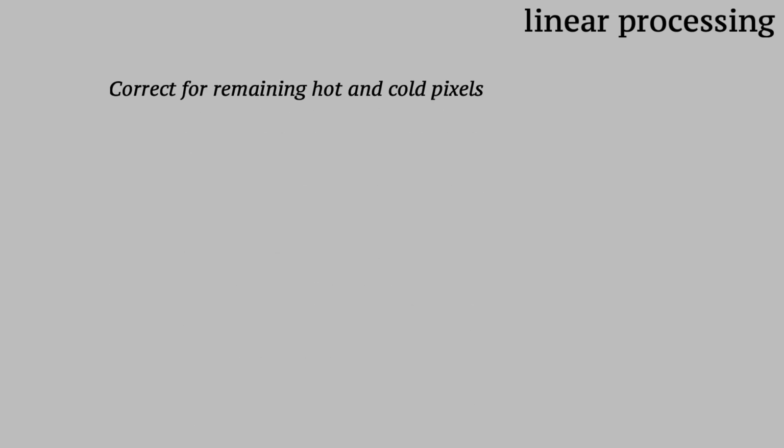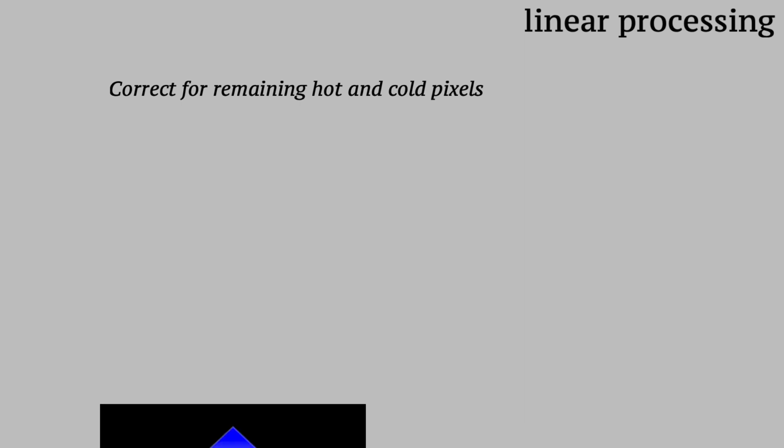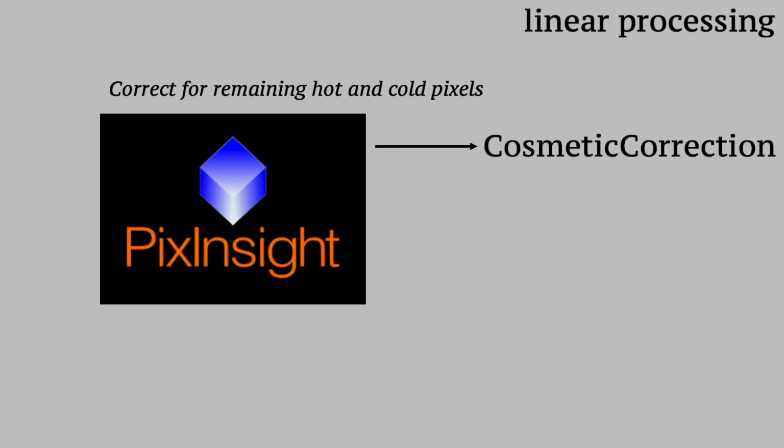Next step is to correct for the remaining hot and cold pixels. So PixInsight does a pretty good job, especially if you've done a good job taking your calibration frames and applying them properly, of getting rid of any hot pixels and cold pixels, but we may still have some left over. So we use a process in PixInsight called cosmetic correction. And again, that'll just deal with a little bit of extra noise if we have some that is left over from calibration frames.